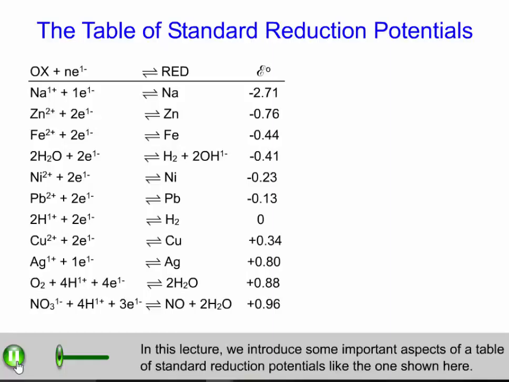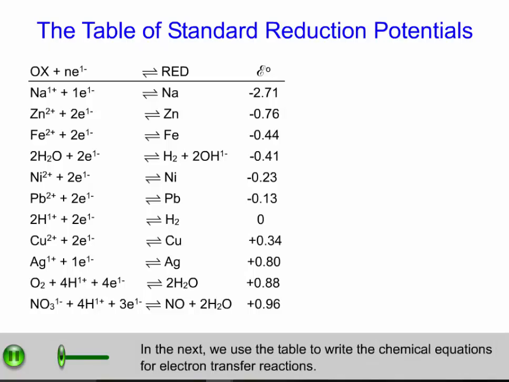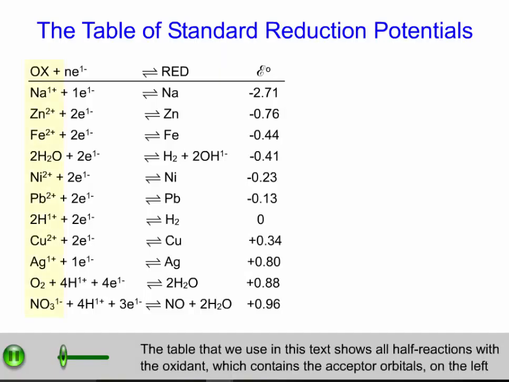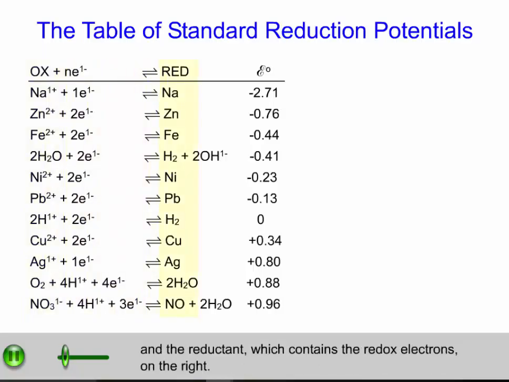In this lecture, we introduce some important aspects of a table of standard reduction potentials like the one shown here. In the next lecture, we use the table to write the chemical equations for electron transfer reactions. The table of standard reduction potentials that we use in this text shows all half reactions with the oxidant, which contains the acceptor orbitals, on the left, and the reductant, which contains the redox electrons, on the right.